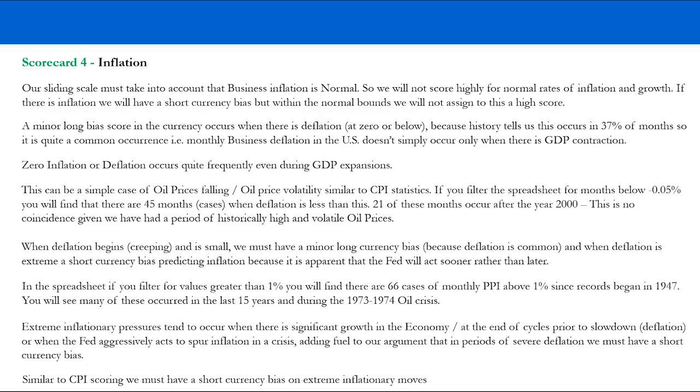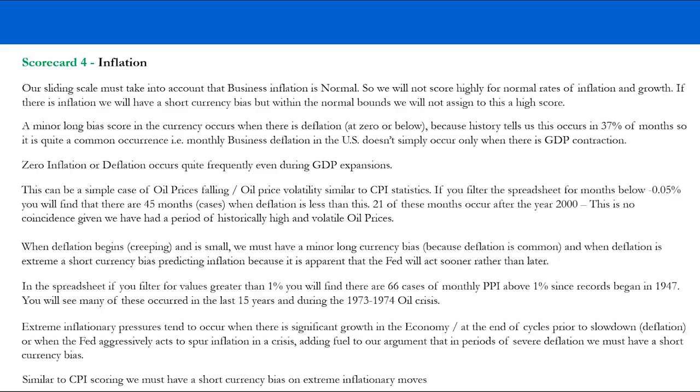And this is now going hand in hand with when we looked at the deflationary periods. After big percentage moves up in oil, we get sometimes, or a lot of the times, big percentage moves down, especially if we look over the last 15 years. So when we have extreme inflationary pressures, these tend to occur when there's significant growth in the economy or at the end of cycles prior to slowdown, so before deflation, or when the Fed acts aggressively to spur inflation in a crisis.